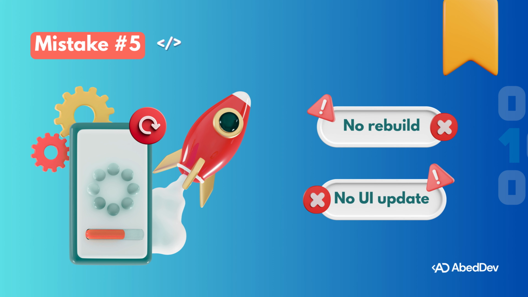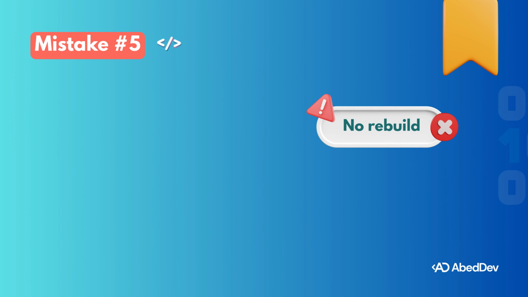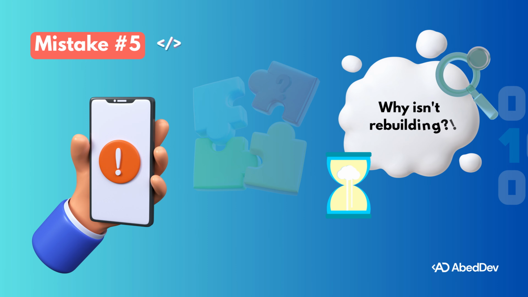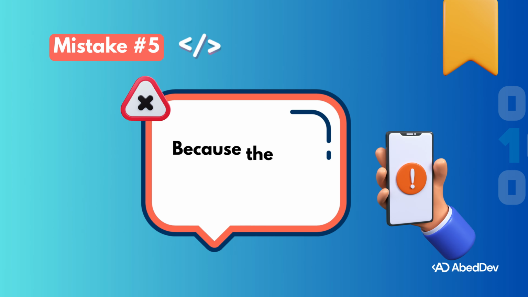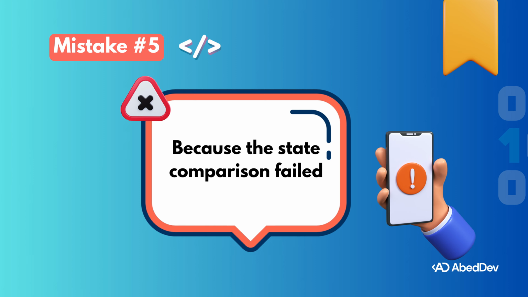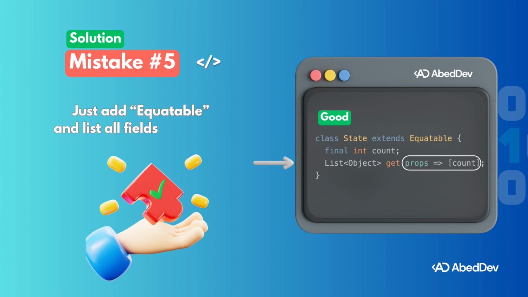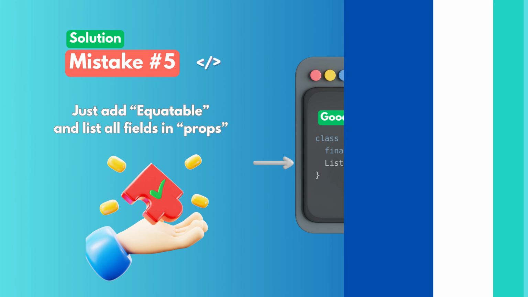You tap a button, you emit a new state, but in the UI nothing happens, and now you are staring at the screen wondering why it isn't rebuilding. Because the state comparison failed. This is one line, props count, that's what makes Flutter say, yep, the states are different, time to rebuild the UI. And if you missed that line, the rebuild never happened even though you emitted a totally new value.